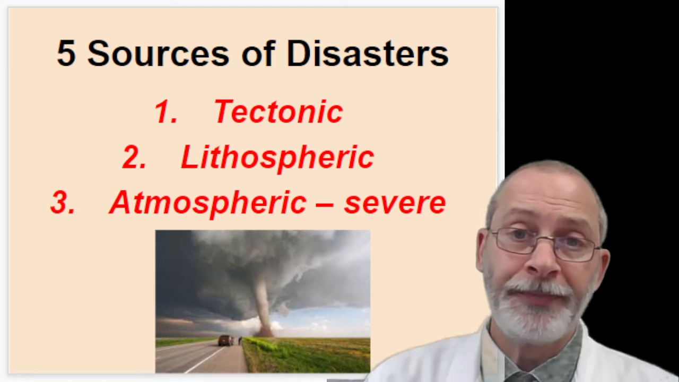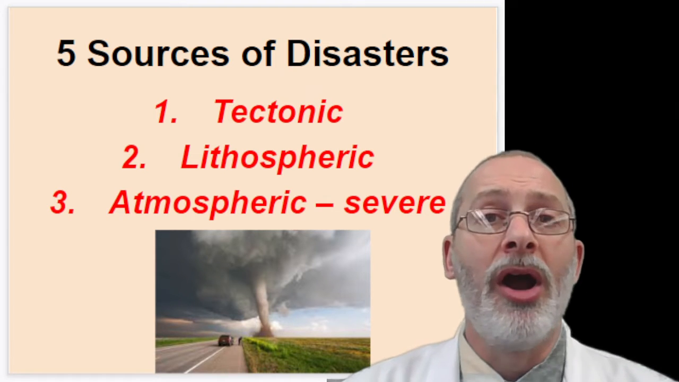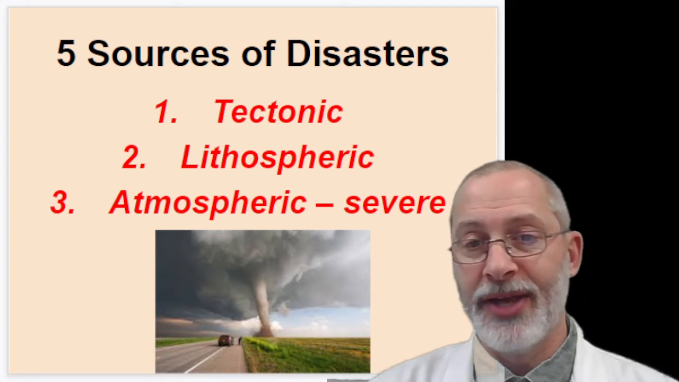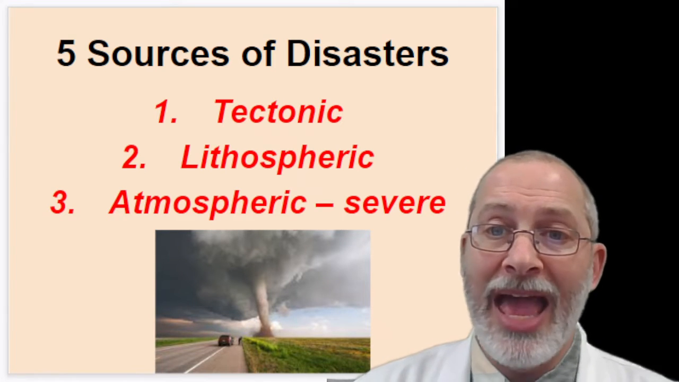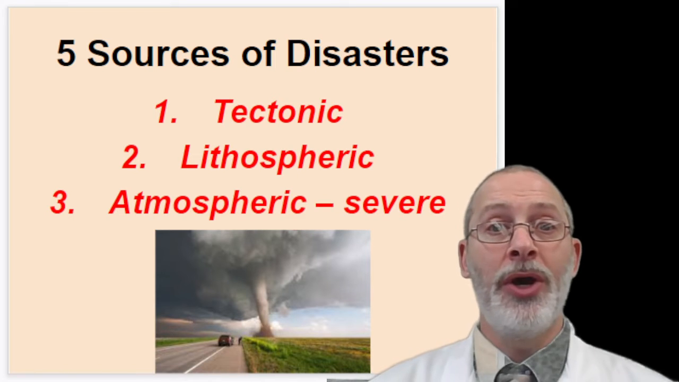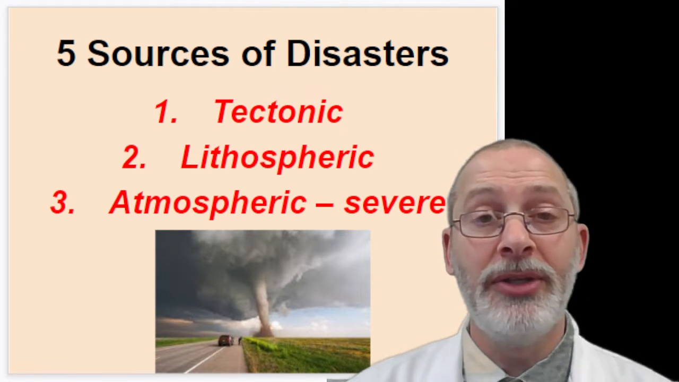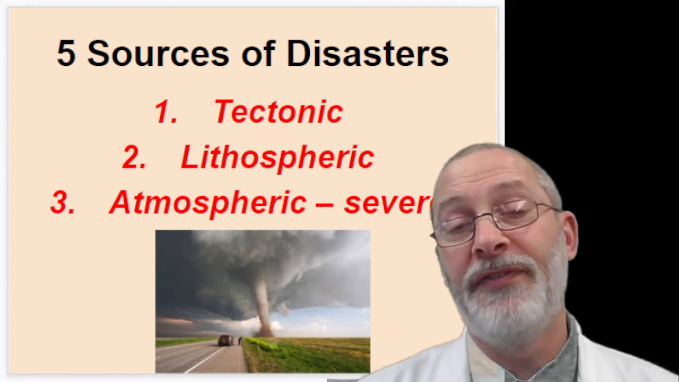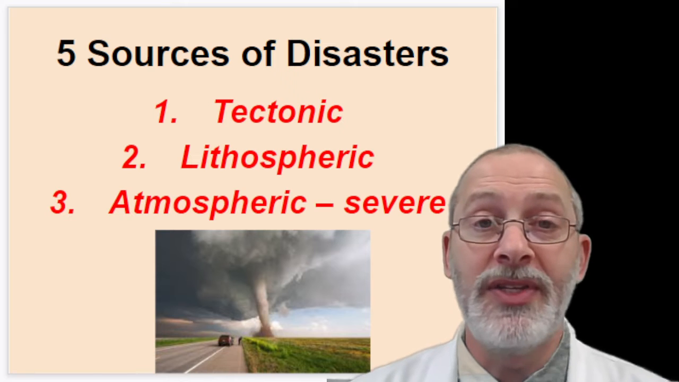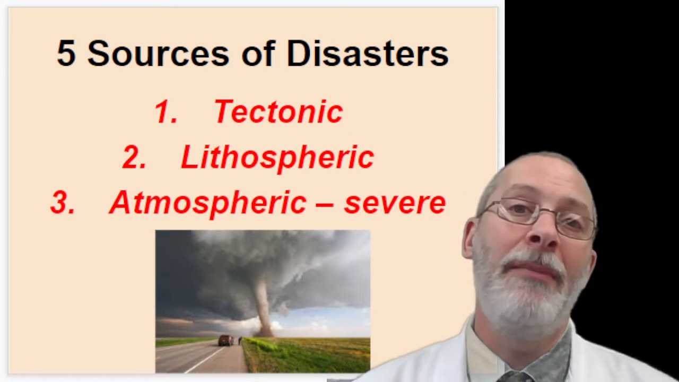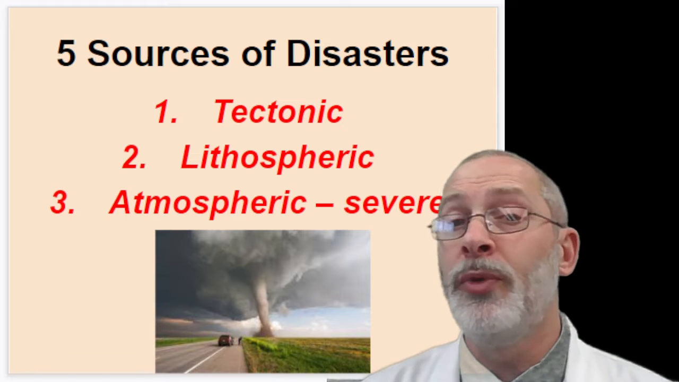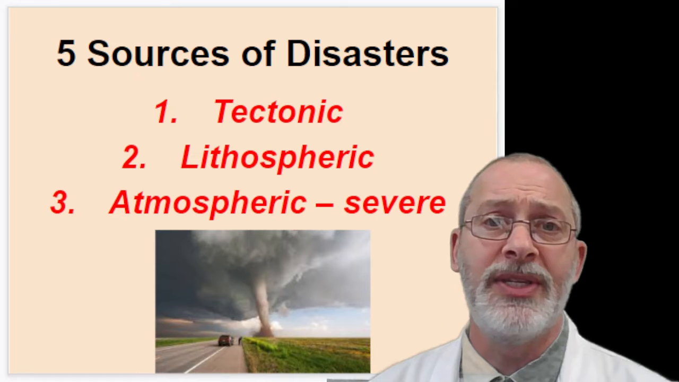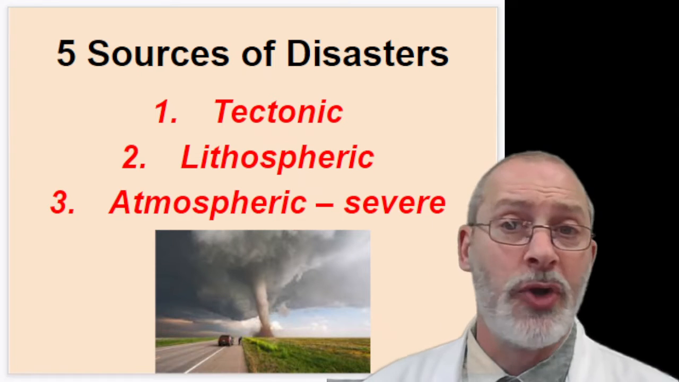The third one are classified as the atmospheric sources of disasters. And the atmosphere, as you know, is where the hydrologic cycle takes place. Precipitation falls out of the atmosphere. We've learned previously about wind in the atmosphere and how wind is formed. We've talked about the weather and the climate of planet Earth. All of these things take place in the atmosphere, and they take place all the time.